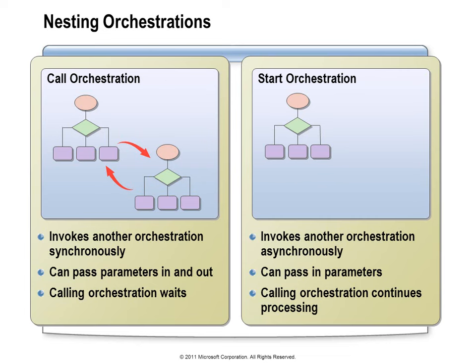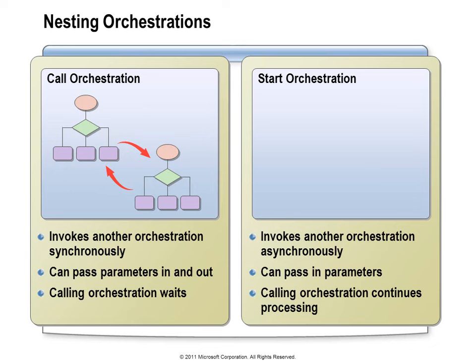So when the orchestration engine hits a start orchestration shape, it is going to take all of those parameter values and submit those to the message box. And then it's going to create a new instance of the orchestration that is being invoked, and it's going to pass those parameter values. And that orchestration will begin running. The original orchestration will continue running, and it may even complete first. And then at some point, the invoked orchestration will complete as well. So these can complete in any order.